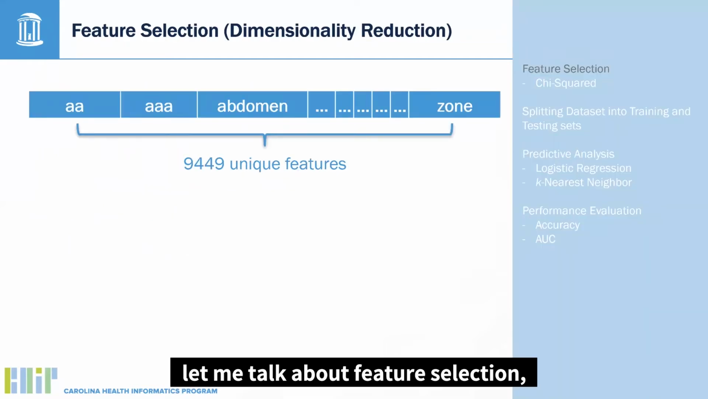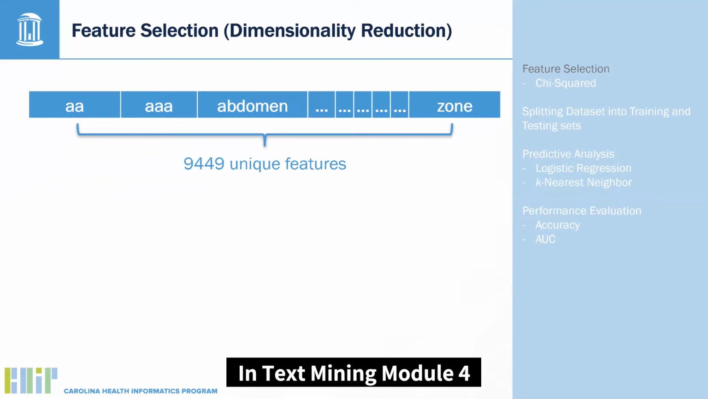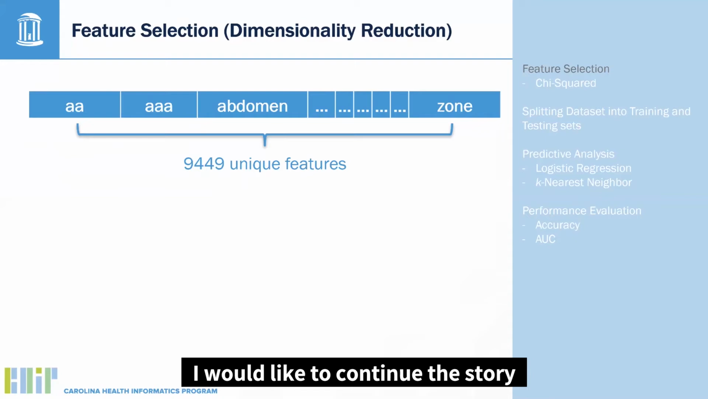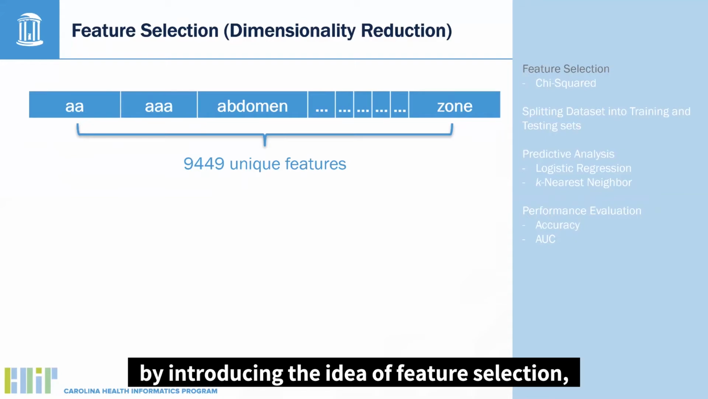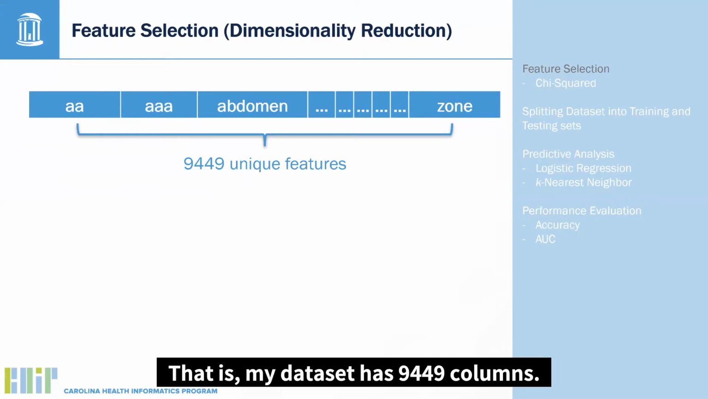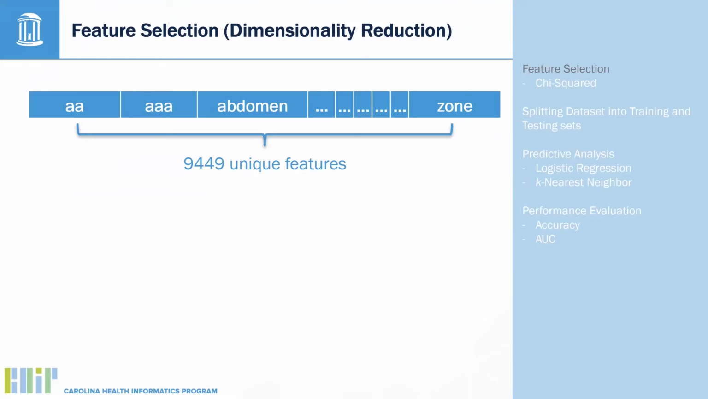First, let me talk about feature selection or dimensionality reduction. In Text Mining Module 4, you learned about feature representation. I would like to continue the story by introducing the idea of feature selection or dimensionality reduction. In this module, we will use a dataset that contains 9,449 unique words. That is, my dataset has 9,449 columns. But are each of those words important?